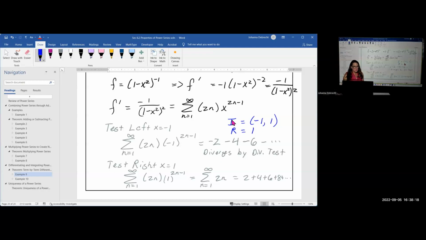So I hope this one made sense to you. It's a little confusing, remembering that you have to retest the endpoints when you integrate or differentiate, but there's really no way around it. You have to know the conditions under which they converge and what they converge to. That's part of learning about series.